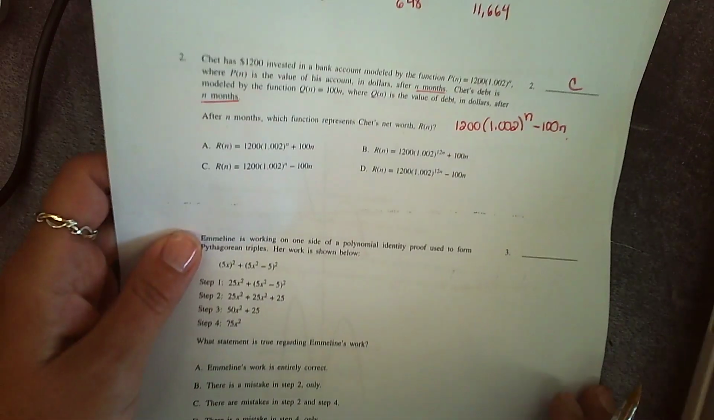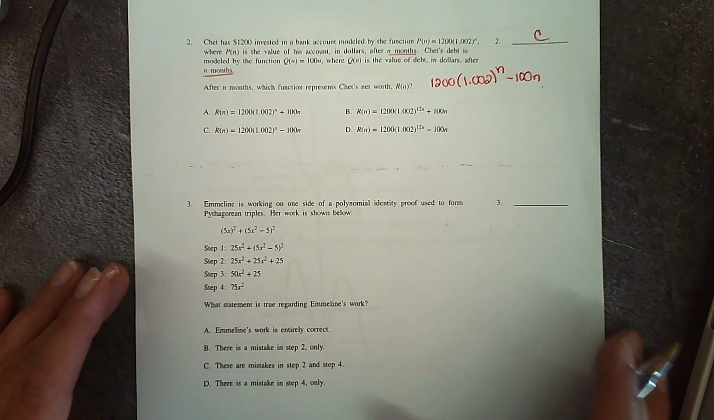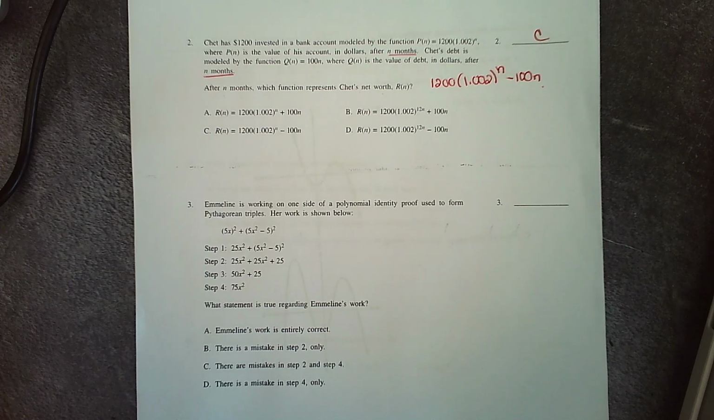All right, next one, number 3. Emmeline is working on one side of a polynomial identity proof. All right, her work is shown. Okay. Which statement is true? All right, so we have to go through and see if she made any mistakes.